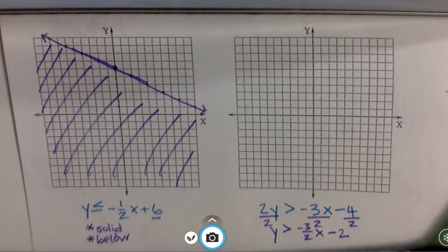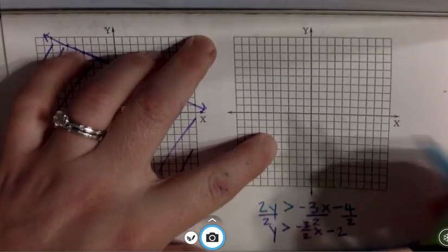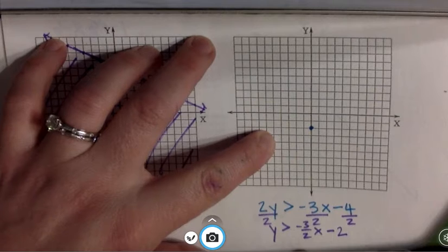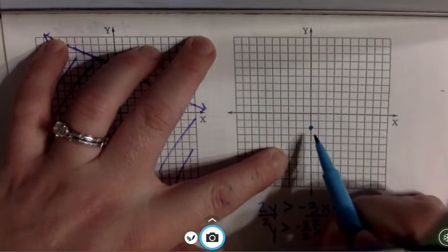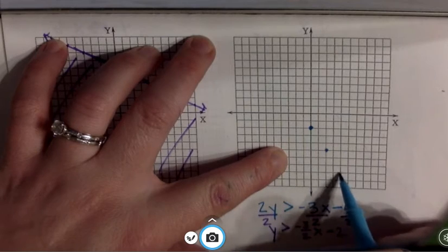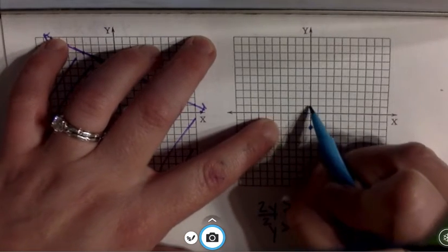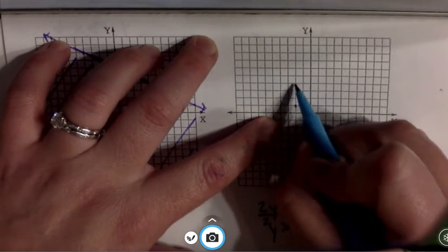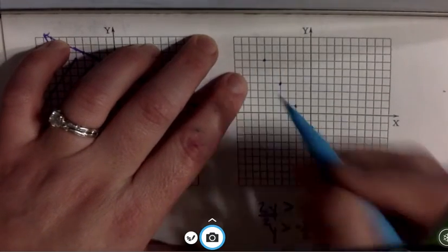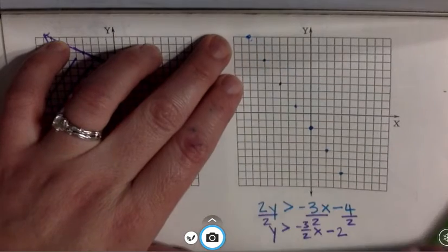I'm going to graph it in blue because I graphed the other one in purple. My y-intercept is negative 2. My slope is negative 3 over 2, so I'm going to go down 3 to the right 2, down 3 to the right 2. I can also go up 3 to the right 2, up 3 to the right 2, and so on, and do that.